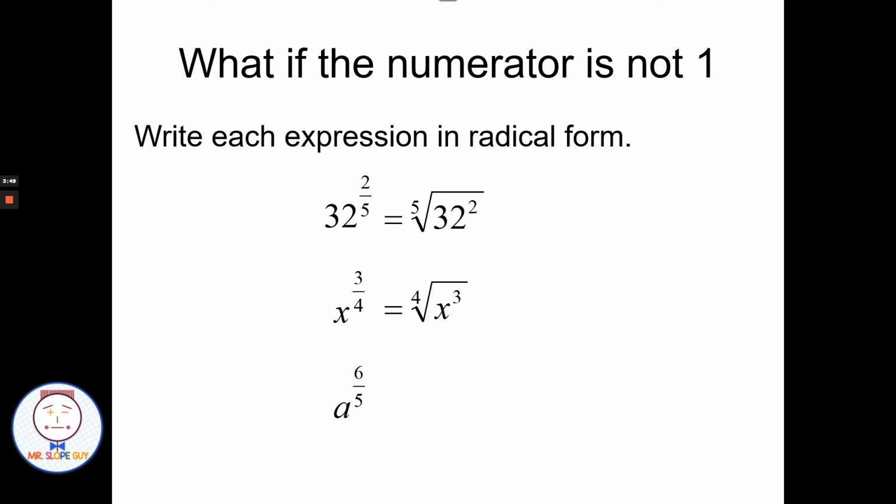So a to the 6/5, always know that the denominator is the root. So the denominator, 5th root of, and the numerator is the exponent in the radicand, so the 6 is the exponent in the radicand.